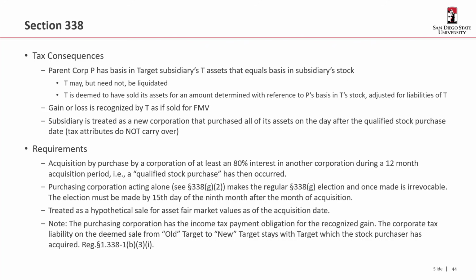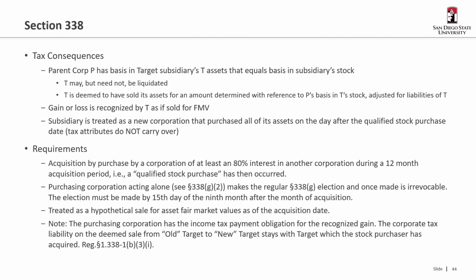So think about this. In a 338, we have a stock acquisition. Normally, T would not recognize any gains or losses. Under a 338 election, T is going to recognize gains or losses under a deemed sale. The subsidiary is treated as a new corporation that purchased all of its assets on the day after the qualified stock purchase date. Now, what that means is those tax attributes don't carry over. So it's as if we're treating a stock acquisition like an asset acquisition, and it's being done through this deemed sale of assets. So what are the requirements?